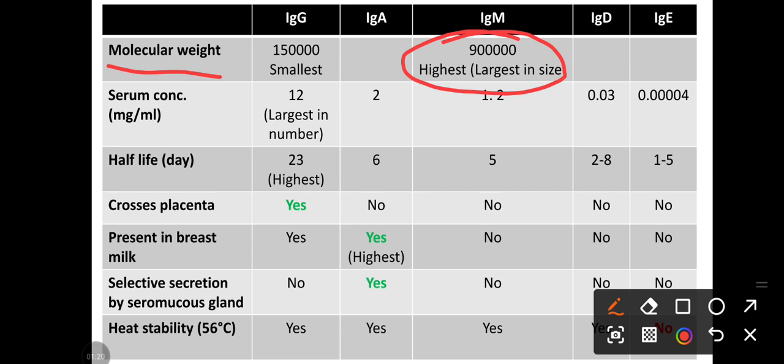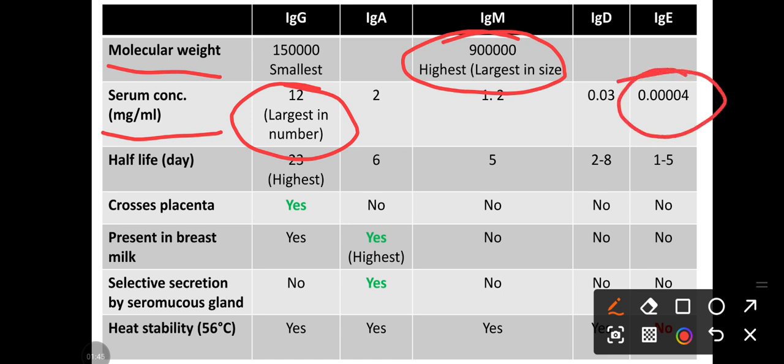The second point, the serum concentration. Serum concentration is in mg per ml. IgG has 12 mg per ml, meaning it is the highest among all antibodies. So it is largest in number. That point, largest in number, is very important regarding IgG. And the smallest in number is your IgE, that is 0.00004. Okay, so largest in number and smallest in number, please remember these two.